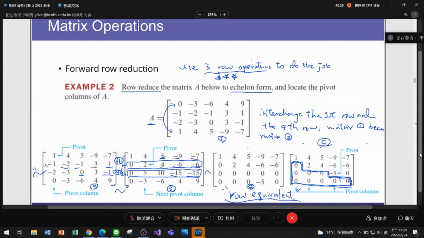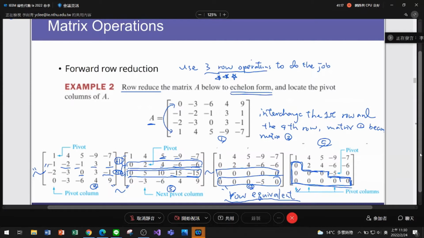Okay, then next, because we have not reached something called echelon form, we still have a chance to continually make more elements 0. So we will continue to do the forward row reduction. Okay, so how do I obtain the next? So we see that the third and the fourth rows are replaced. So this is one of the 3 basic row operations, called replacement. So we can do that.